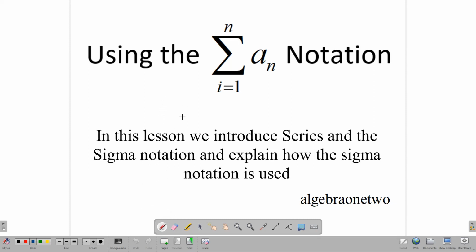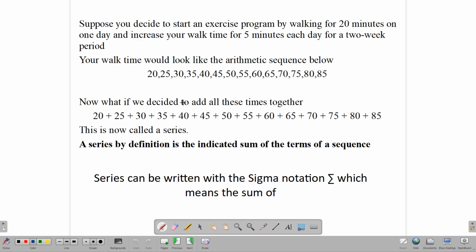In this lesson, we introduce series and the sigma notation and explain how both series and the sigma notation are connected and how they work. The best thing to start with is an example.